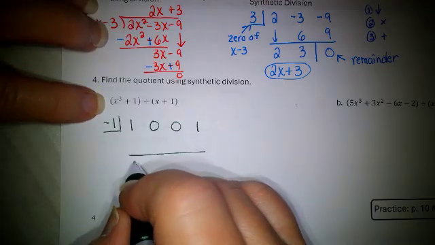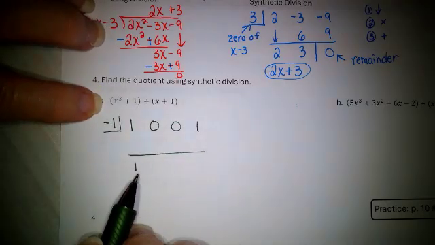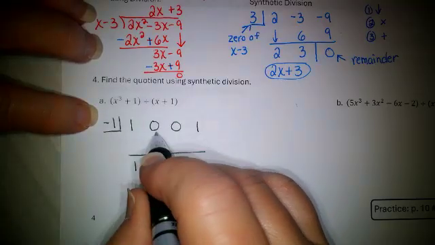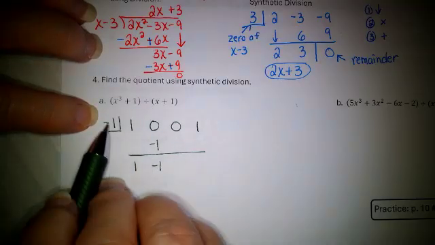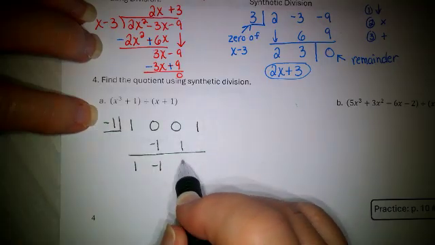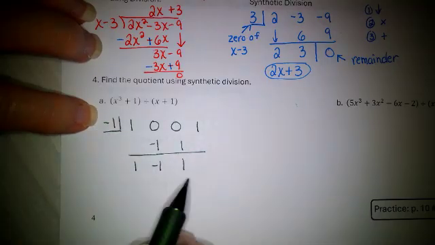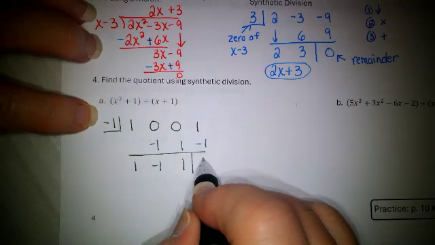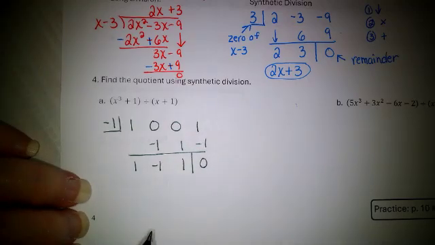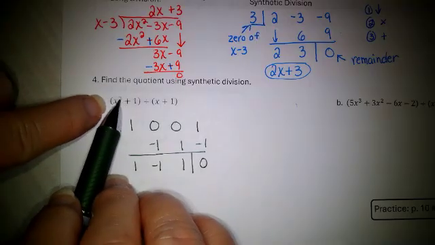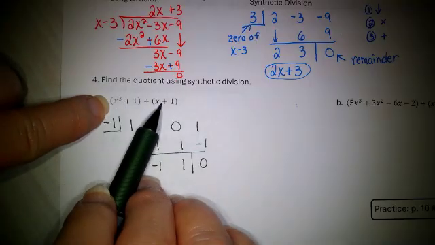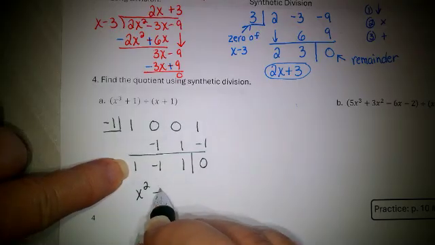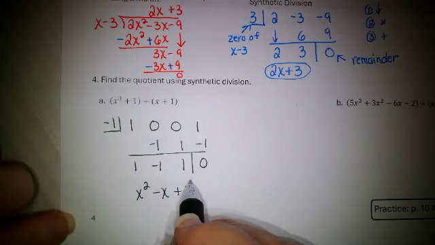So bring down the first one. Now we're going to multiply. 1 times negative 1. Add those together. Multiply, add those together, multiply, add those together. My remainder is 0. So since we started with x to the third and divided by x, this is the x squared term, x squared minus x plus 1.